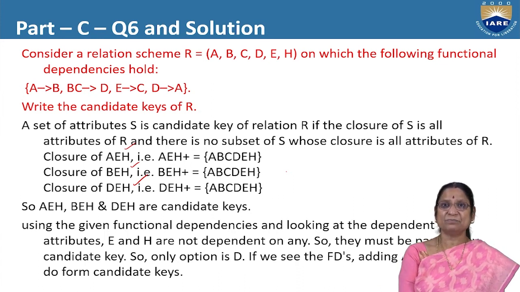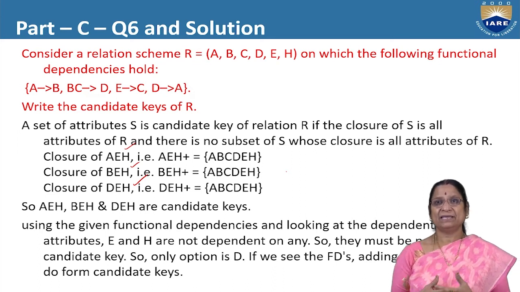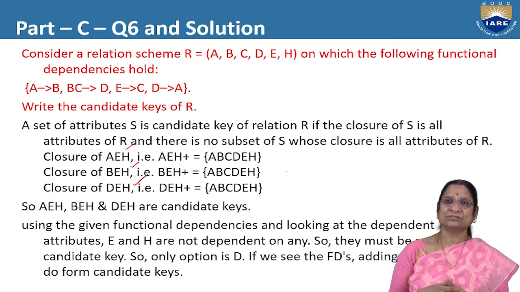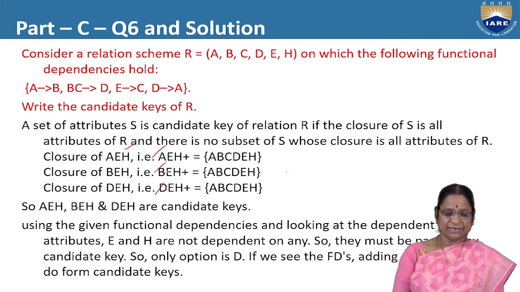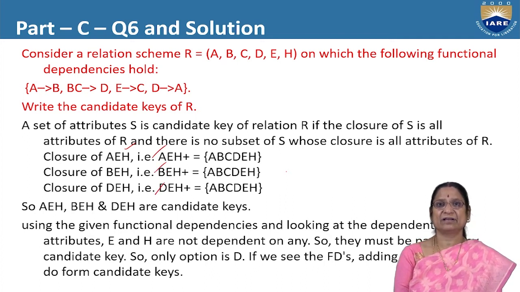Other than that, AEH should determine the others. A determines B, BCD determines D, D determines A, and based upon this, by applying inference rules, transitivity and associativity as well as the union rule, the attribute closure is going to be identified. So attribute closure is this one, so these are all keys. So AEH, BEH and DH are candidate keys.